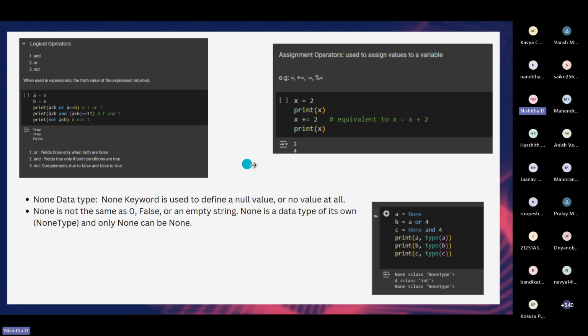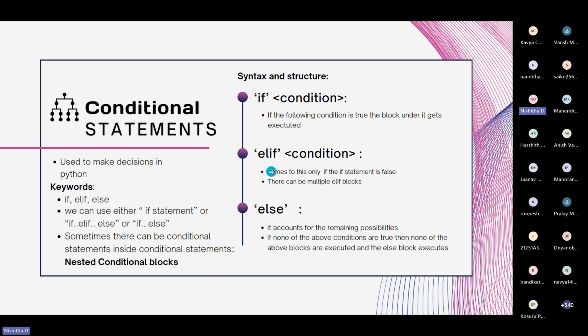So with that, we're done with operators. Now let's go to conditional statements. Conditional statements are used to make decisions in Python. The keywords are if, elif, and else. Now let's see what happens in conditional statements.